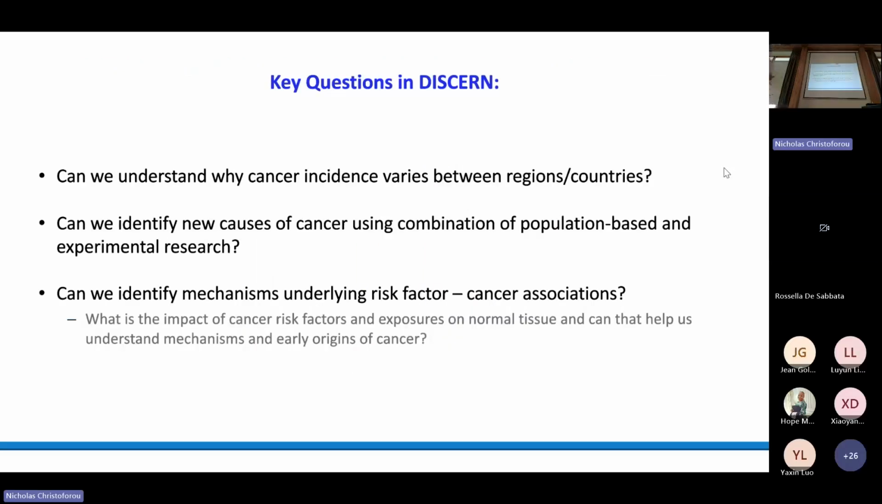So some of the key questions we're trying to address in Discern are, firstly, can we understand why cancer incidence varies between different regions and countries? Secondly, can we identify new causes of these cancers using a combination of population-based and experimental research? And thirdly, can we identify mechanisms underlying risk factor cancer associations? In particular, we're interested in the effect of cancer risk factors on normal tissues, which can help us understand mechanisms and early origins of cancer development.